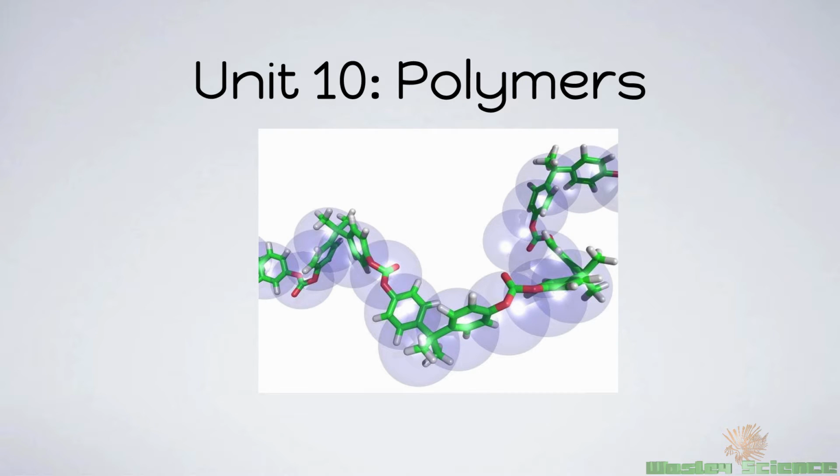In this episode, we're going to be discussing polymers. So we're going to discuss how they're made, where they come from, the process of polymerization, the difference between biopolymers and synthetic polymers, as well as the main three polymers: linear, branched, and cross-linked. So that being said, let's get started.